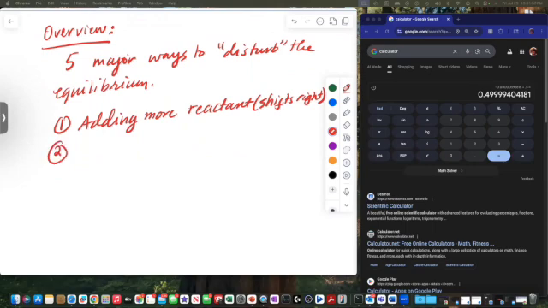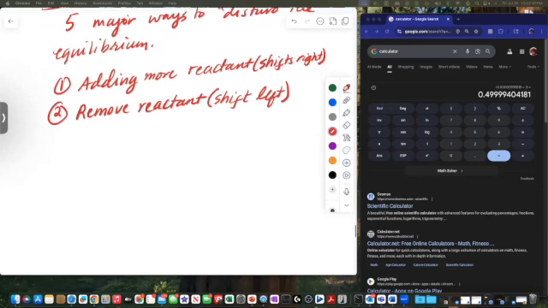Second thing you can do is remove reactants. Since all reactants have to be present and products have to be present, if you remove some reactant or all of a reactant, the system will panic and shift to the side where there's a deficit. Since the reactant is lost, it will shift left. Why does it do that? It tries to restore that which has been lost to maintain equilibrium. So it shifts towards the side that has less reactant or product.